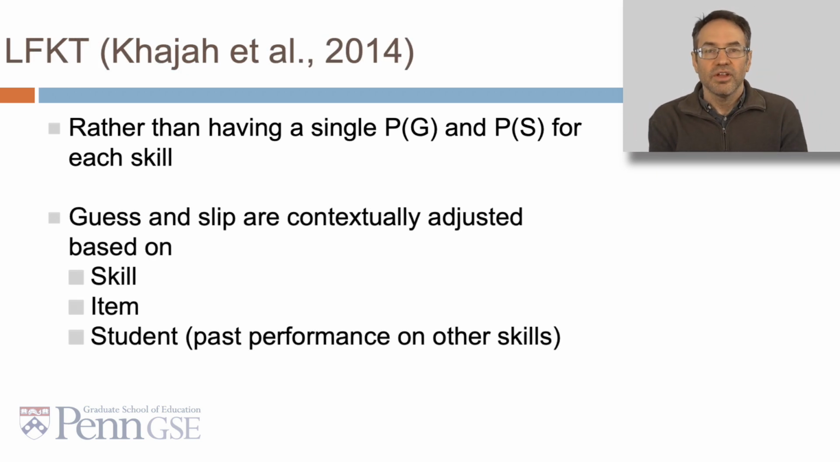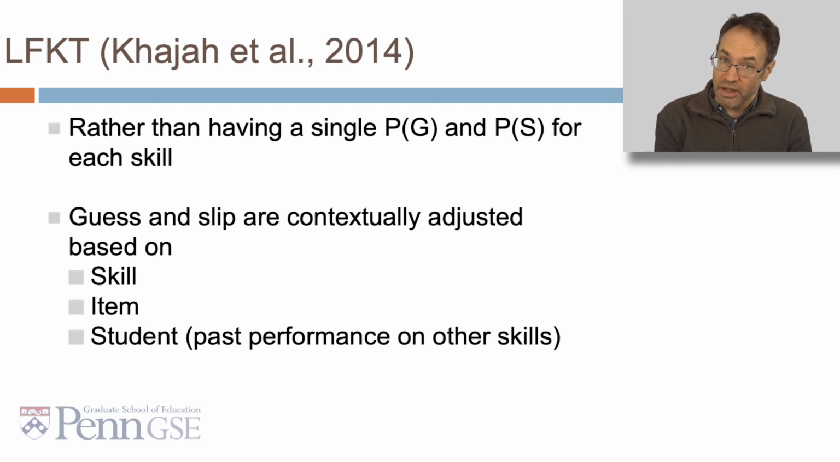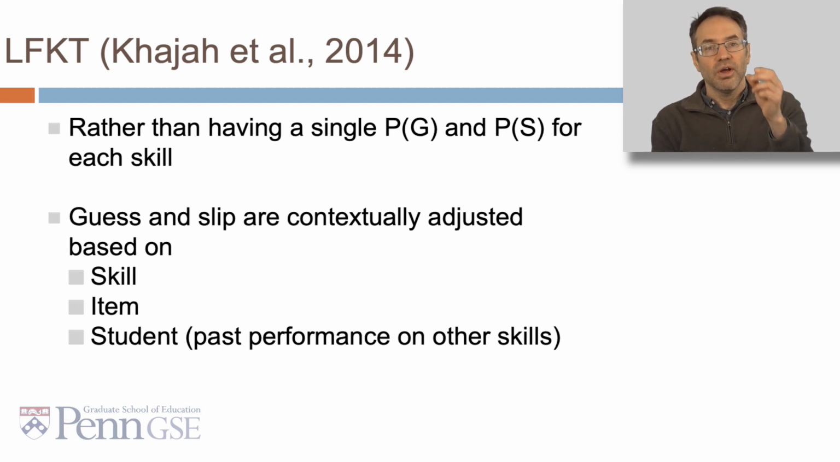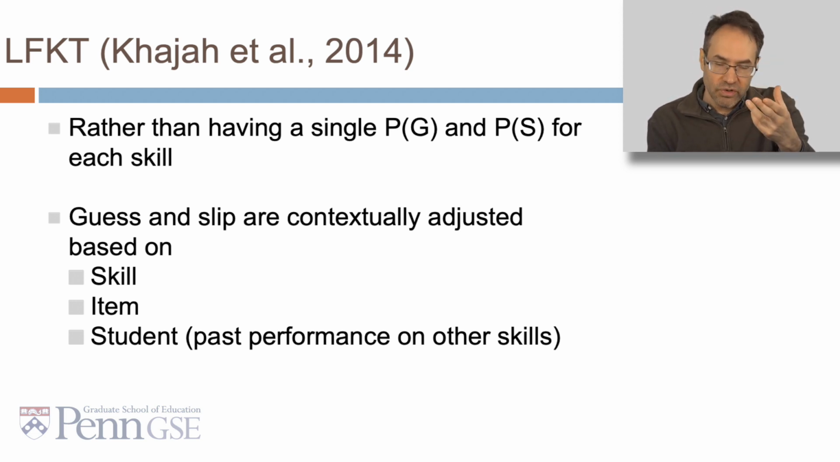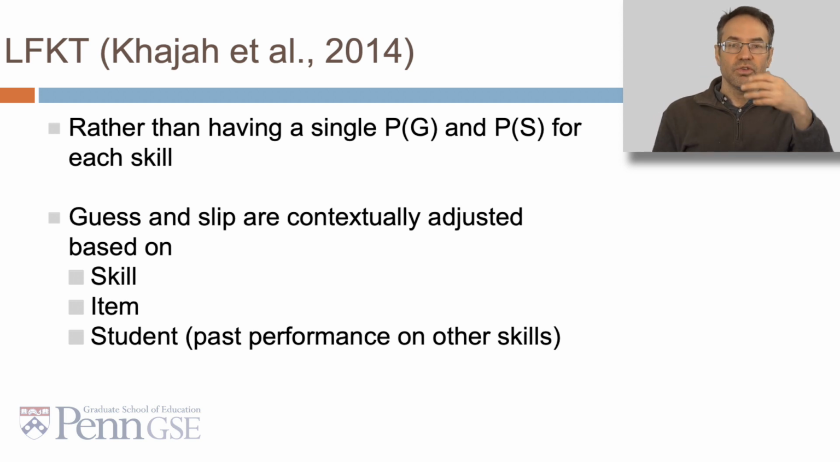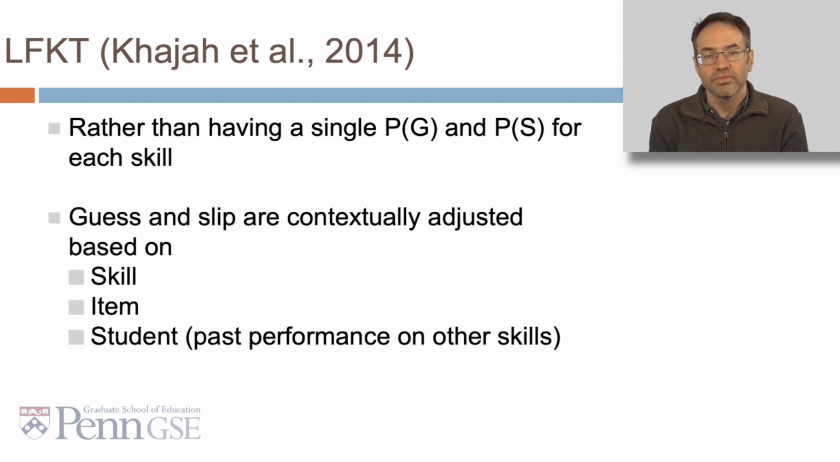Going beyond that, LFKT, no relation to LKT or LFA, by Gowda and his colleagues said, what if rather than having a single P(G) and P(S) for each skill, we instead adjust guess and slip contextually based on skill and item and student. And for student, we're going to do past performance on other skills.